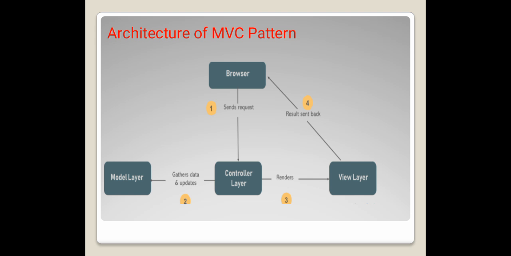There are four square brackets. First one is the browser. In the first step, from the browser we send the request. This request goes to the controller layer, and after the controller layer the data is gathered and updated with the help of the model layer. Then again it is returned to the controller layer, and then the controller layer renders to the view layer, and from the view layer again the result is sent to the browser.